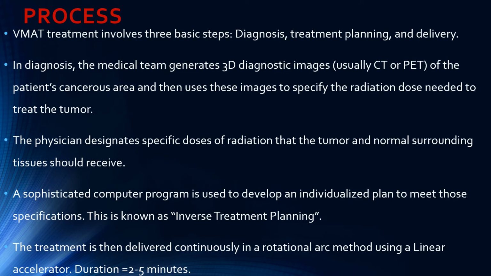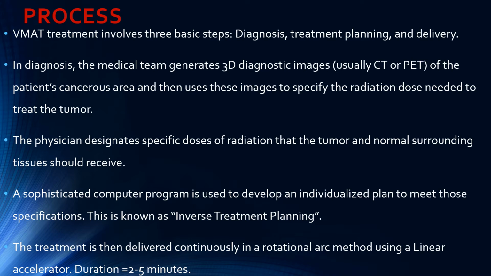The VMAT treatment process involves three basic steps: diagnosis, treatment planning, and delivery. In diagnosis, the medical team generates 3D diagnostic images, usually CT, which is computed tomography, or PET, which is positron emission tomography, of the patient's cancerous area, and then uses these images to specify the radiation dose needed to treat the tumor. The physician, this is where our role comes in, designates specific doses of radiation that the tumor and normal surrounding tissues must receive.